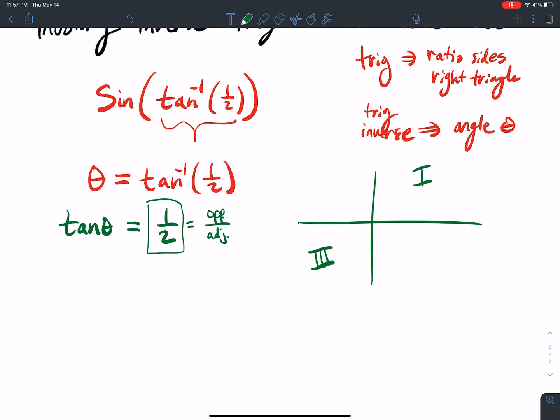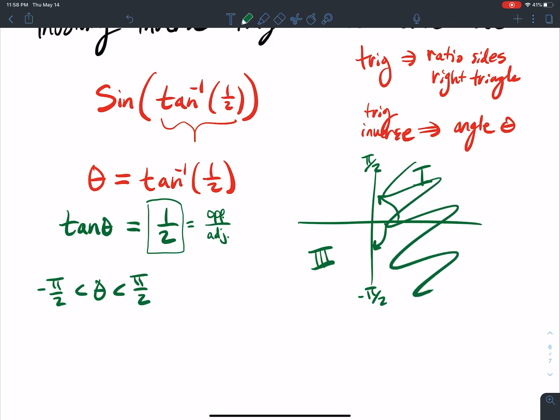However, what do we know about theta? Theta is between negative pi over 2 and pi over 2. So the only options you can have are going up to pi over 2 or down to negative pi over 2. So it could only be in these quadrants. So the only option we really have is in Q1, okay? So Q3 is out of the picture here for us.